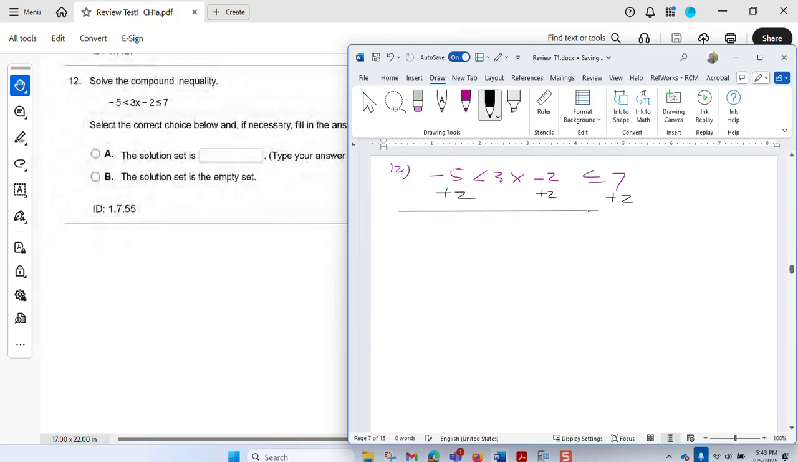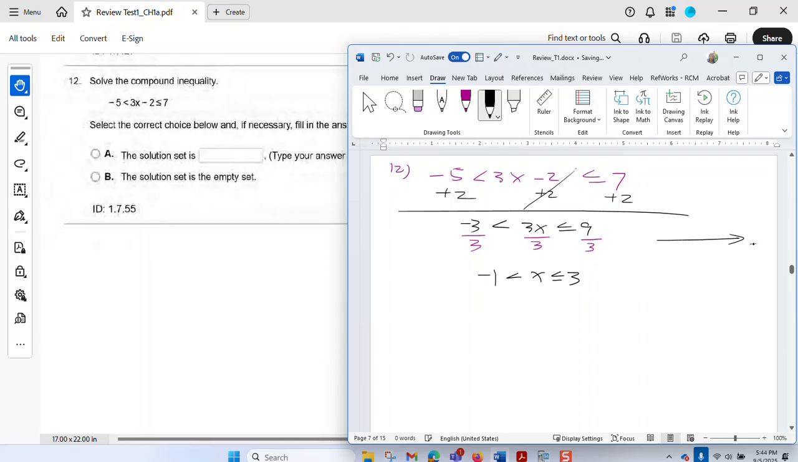So we're going to have 3x less than or equal to 9, greater than -5 plus 2, -3, right? We divide by 3. The good thing is 3 is positive, okay? As long as the number you divide by is positive, you don't change the inequality direction. So this will still be greater than -3 divided by 3, which is -1. 9 divided by 3 will be 3.